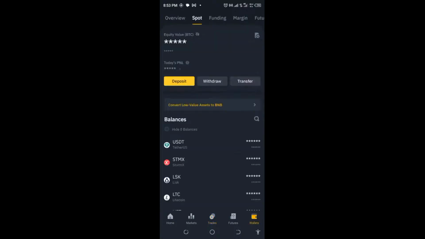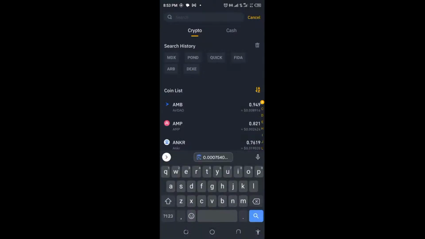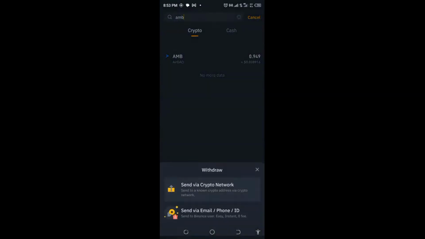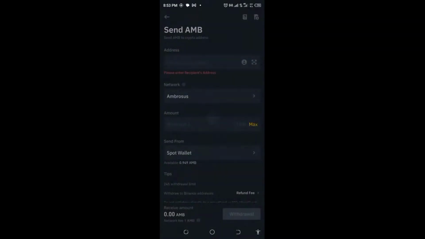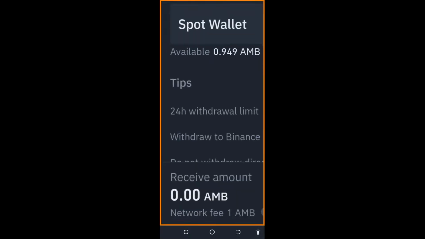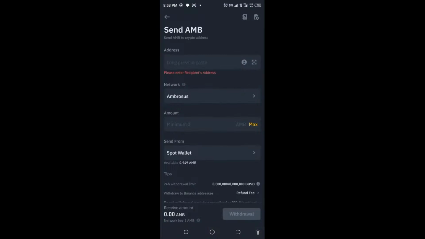So let's first of all go and check how much we are going to withdraw. Let's see how much we are going to be able to withdraw. So we're going to put that AMB in there, and we'll see. What is this? What is the network? Okay, it's Ambrosus, and it's one Ambrosus. Okay, that's one AMB. So one AMB is not that much.